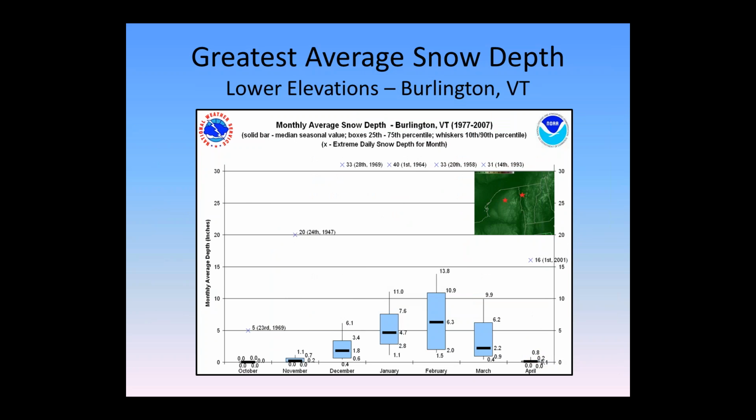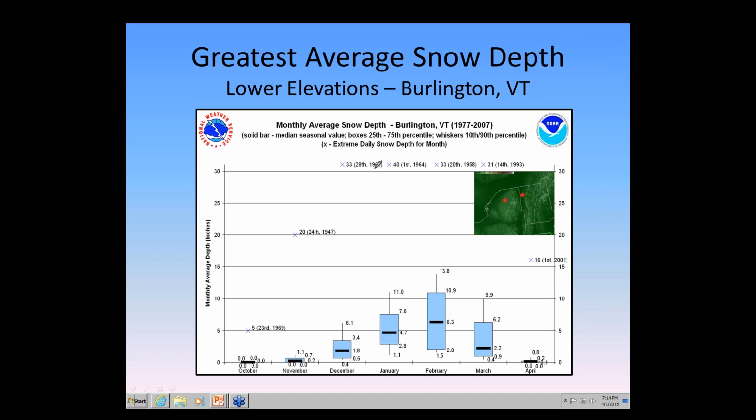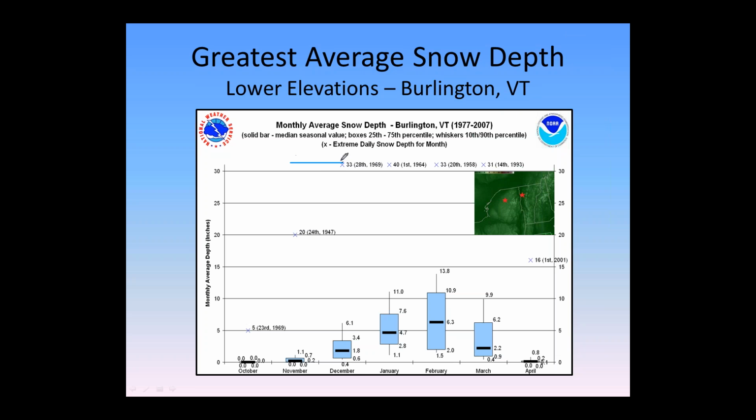And then outlying the blue boxes are the 10th and 90th percentiles with the maximum values denoted by the little x's. Some of the months, the actual maximum values are pretty high, and I can show you right up here on this line. Let's see if I can get my pen here. This little line right here, these are all actually the maximum values for the month. So 33 inches, 40 inches, 33 inches, 31 inches for the month.